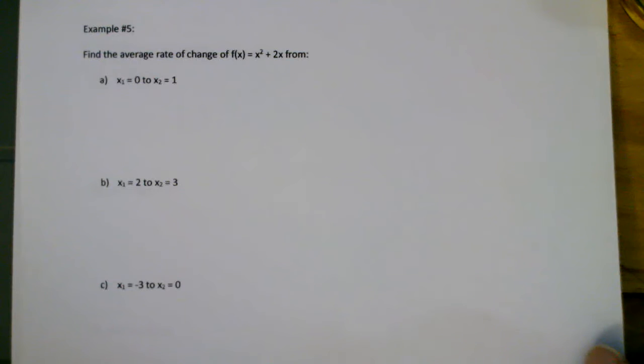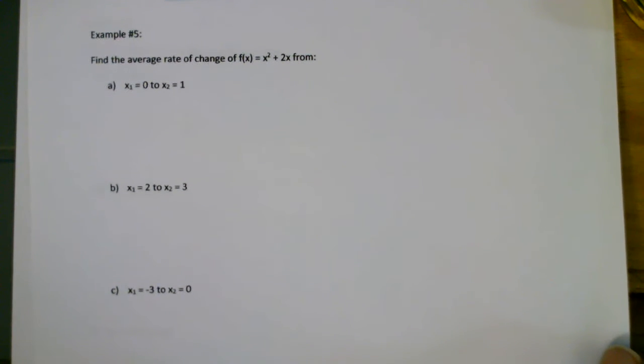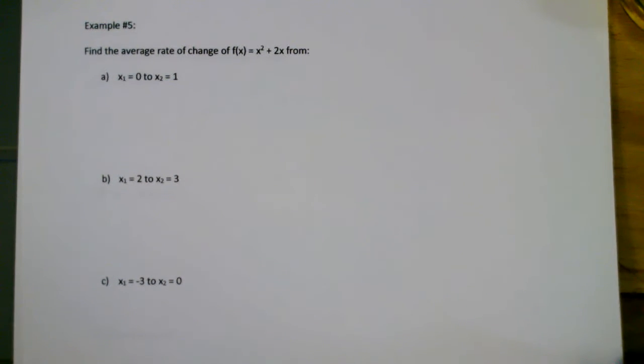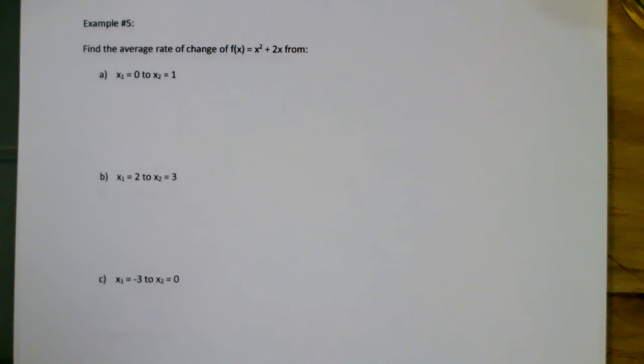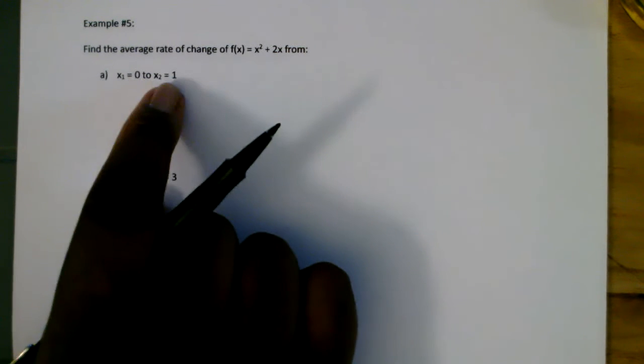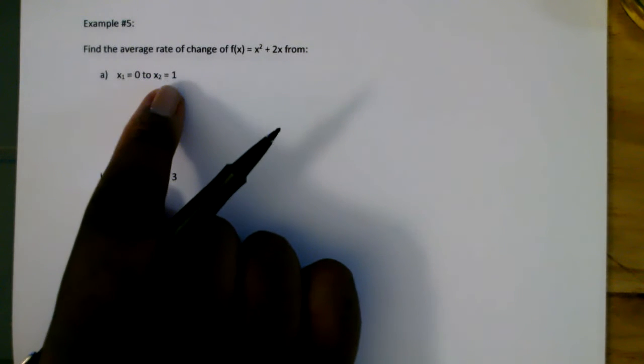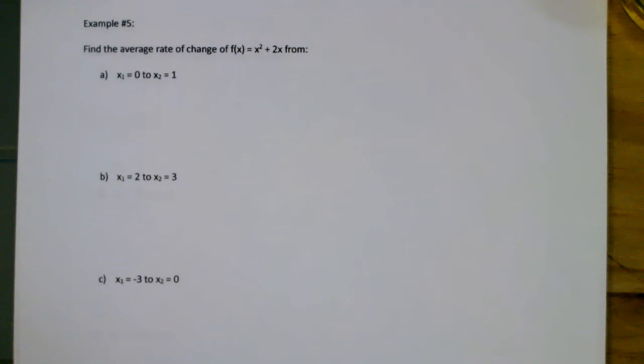And let's look at some examples of this. In this case, here we're going to find the average rate of change of f of x equals x squared plus 2x from these 2 points, x1 being 0 and x2 being 1.